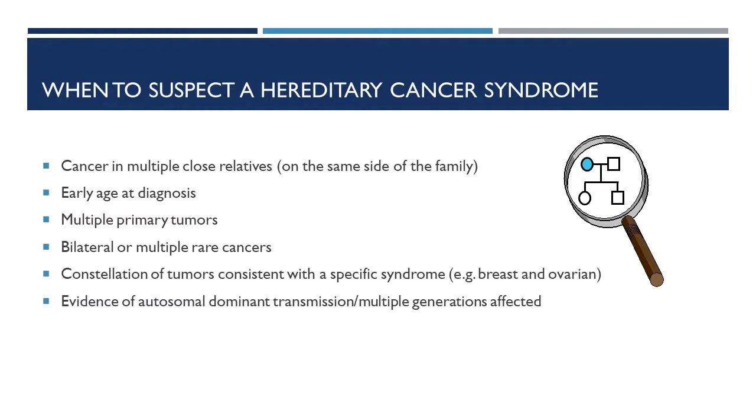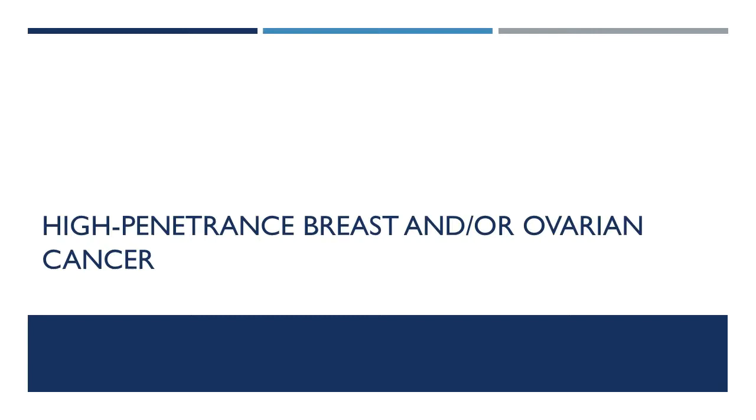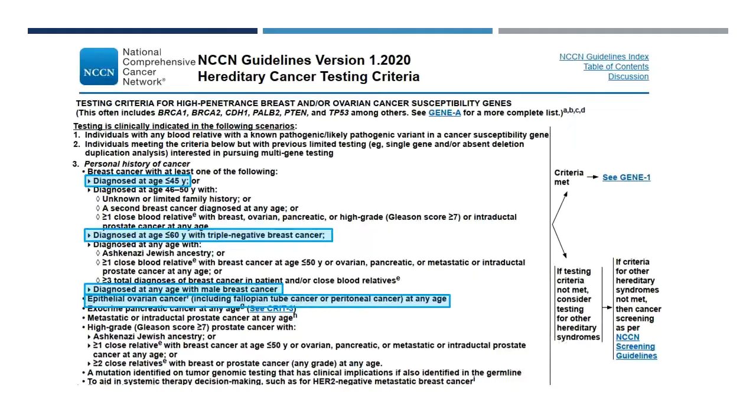There are several hereditary conditions that can cause high lifetime risk for breast cancer or ovarian cancers, and may increase risk for other cancers. The diagnoses highlighted here are enough to warrant a referral to genetics. These include a personal diagnosis of breast cancer at or under age 45, a diagnosis of triple negative breast cancer at or under age 60, any breast cancer diagnosed in a male patient, and ovarian cancer diagnosed at any age.